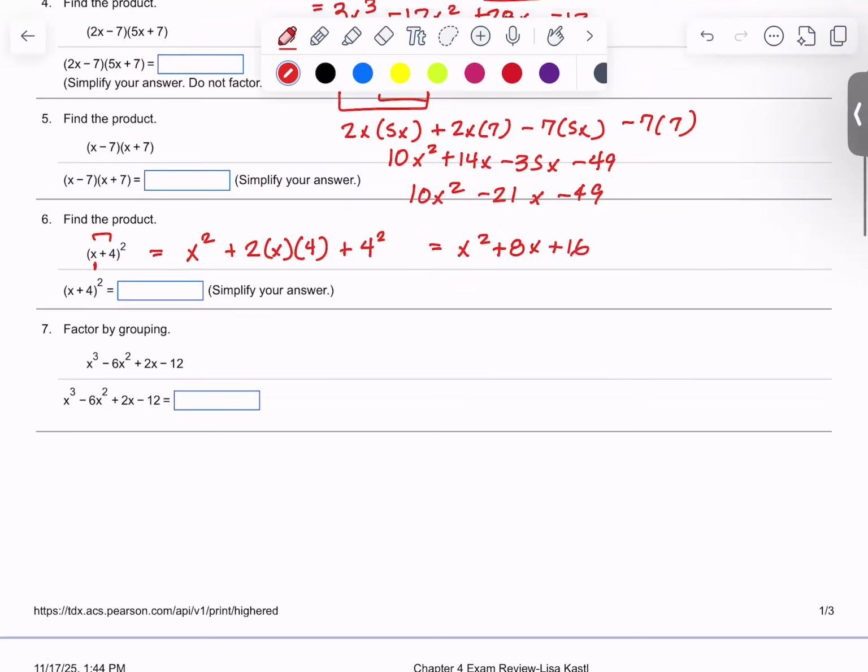Factor by grouping. So we're going to group the first two terms together, and we're going to group the second two terms together.